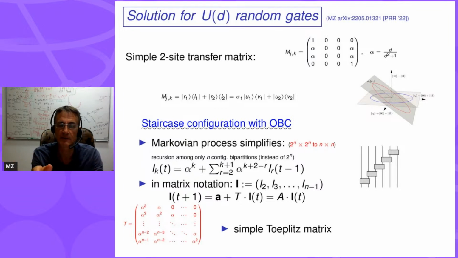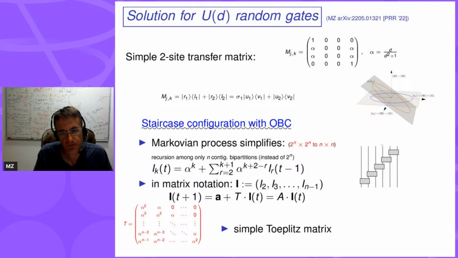Then it turns out that for this simple staircase configuration, you have a closed evolution of those n contiguous B partitions. And so you can reduce the problem from speaking about spectral properties of this exponentially large matrix to spectral properties of a matrix of size n by n. And so there is this smaller matrix. The relevant matrix, I denoted it T, is written at the bottom of the slide. So it has a very simple form. It is just a Toeplitz matrix.